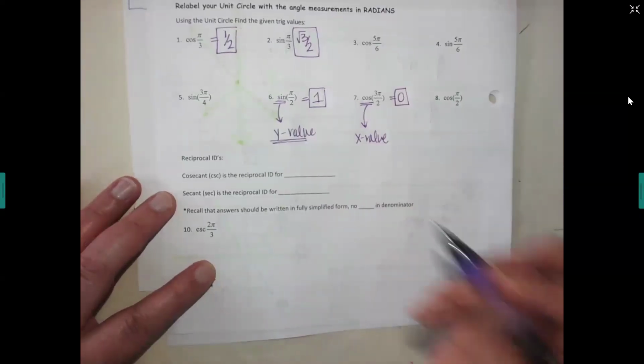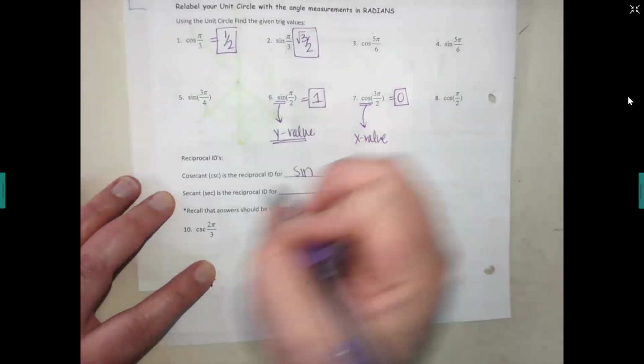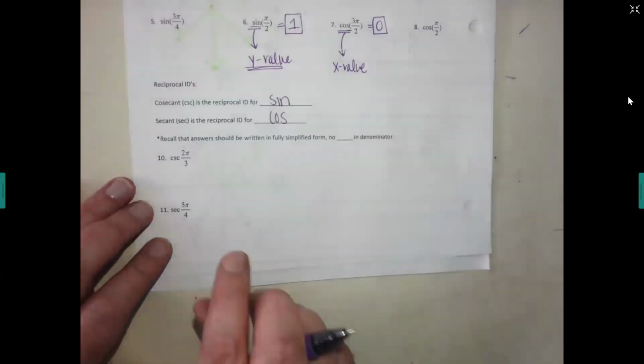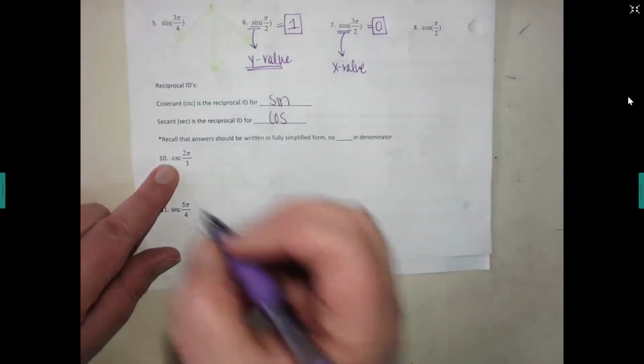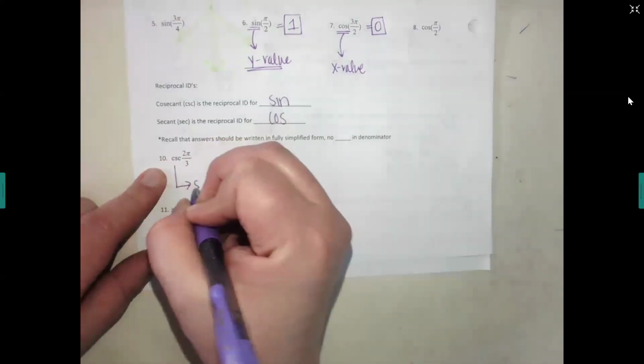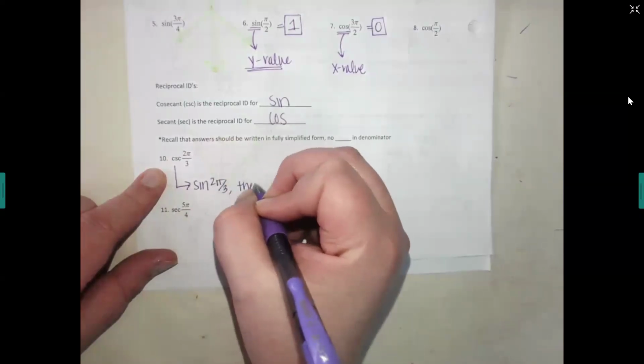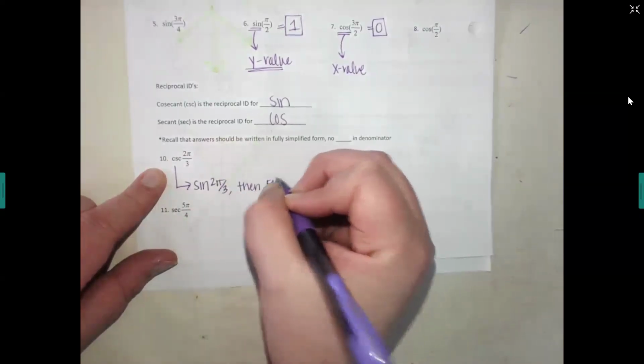Okay, remember, CSC is sine flipped. SEC is cosine flipped. So let's say that I want the CSC for 2 pi thirds. Then I'm going to find the sine of 2 pi thirds. Then I'm going to flip it. So on your circle, I want you to find 2 pi thirds. It should be in the top half.